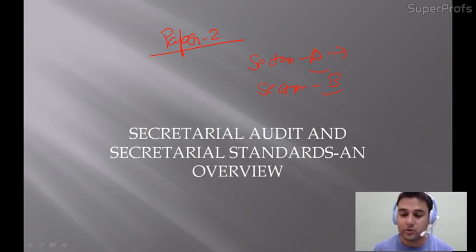Section A consists of Secretarial Audit and Secretarial Standards, and also the checklist in that particular area. The Secretarial part, Section A, carries 25 marks, and the remaining 75 marks have been allocated to chapter 3 onwards, which is Section B.